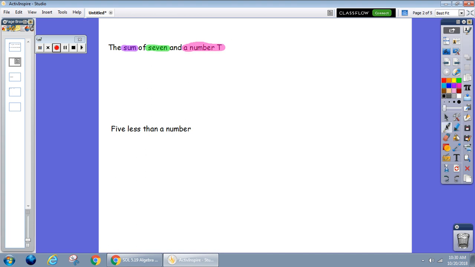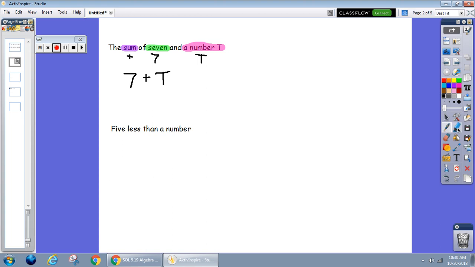So let's get our pen tool out. So I know that sum means I'm going to be adding. 7 is the number 7, and the number is t. Obviously, this isn't in the right order. So I need to think, what am I really doing here? The sum of 7 and a number t. So sum means I'm going to be adding. So 7 plus t. Now I need to check myself. Does this show me the sum of 7 and some number that is represented by t? 7 plus t. Yeah, it does.